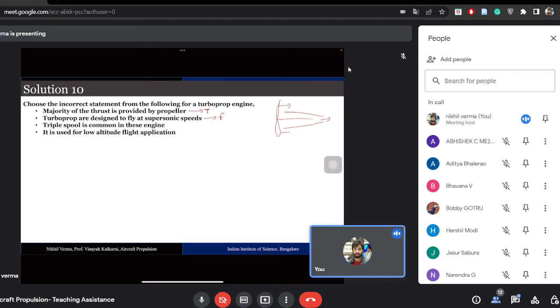Triple spool is common in these engines. Yes, it is true because you have a gearbox, you have a compressor, you have a turbine. Turbine and compressors are twin spooled, and one spool is for the propeller. This is true. It is used for low altitude application. This is true. So the correct answer is B.